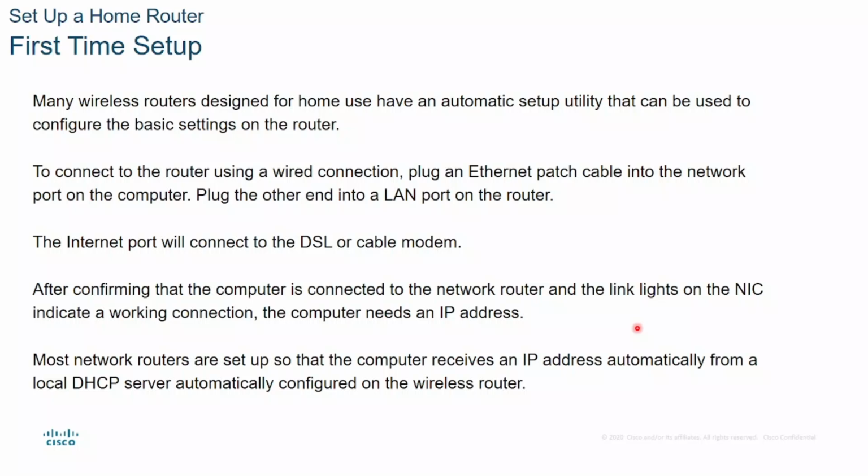The internet port will connect to the DSL or cable modem. After confirming that the computer is connected to the router and the link light on the network interface card indicates a working connection, the computer needs an IP address. Most network routers are set up so that the computer receives an IP address automatically from the local DHCP server configured on the wireless router. But you can go back and set it to static. In this case, you now have to input the IP address manually.